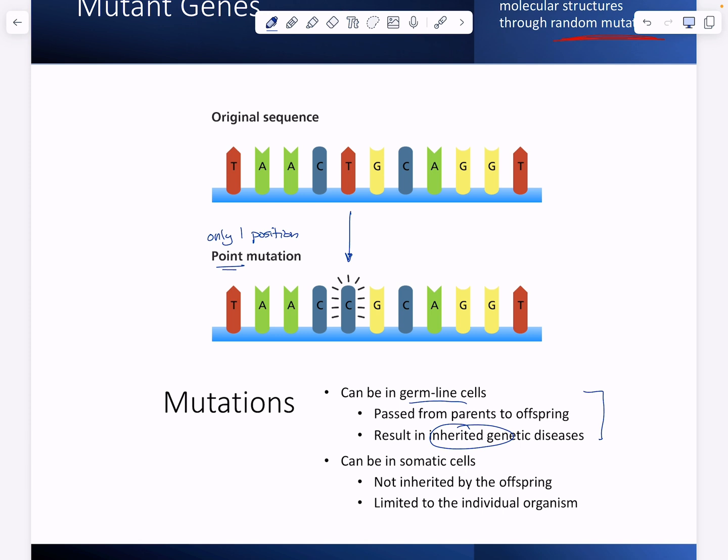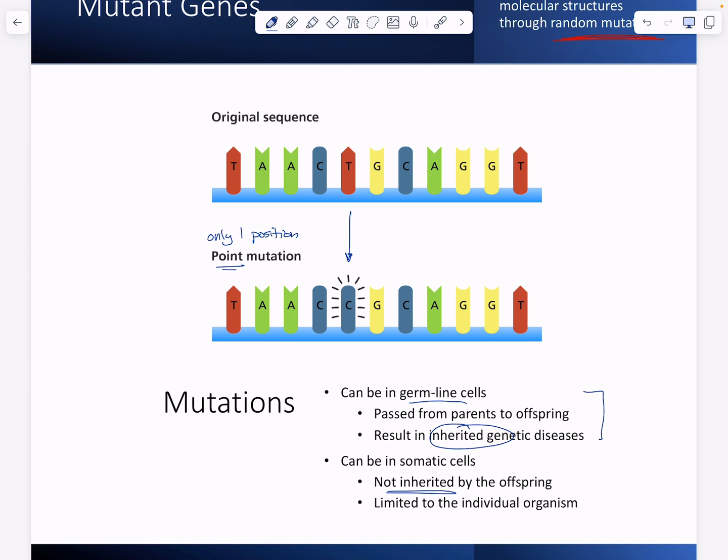Or they could be in a somatic cell that's, let's say, on your elbow, for example, that it just so happens to, over the course of your lifetime, that mutation develops. But again, it's not going to be in one of those cells that gets passed on to your offspring, so it would be not inherited, okay? And so it's just limited to you.